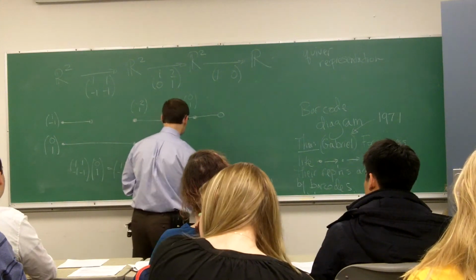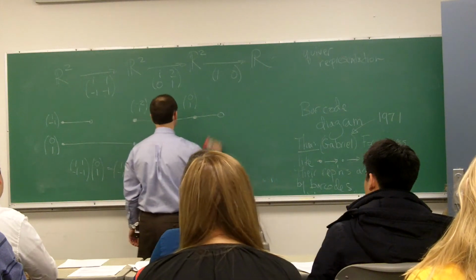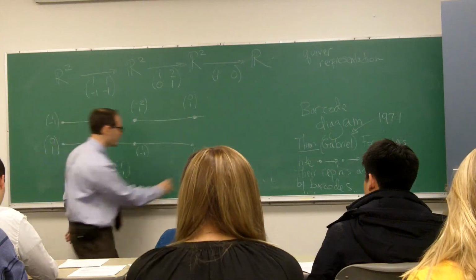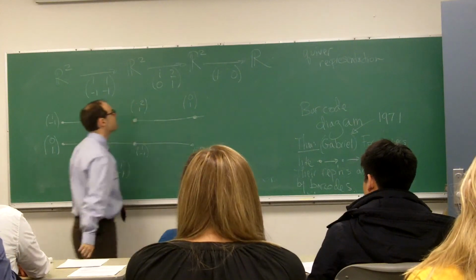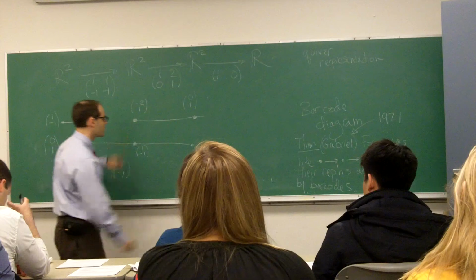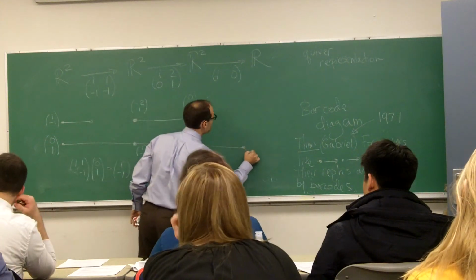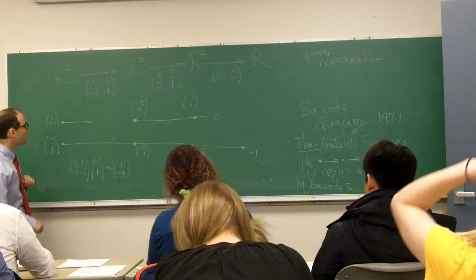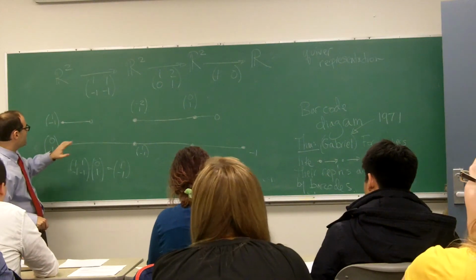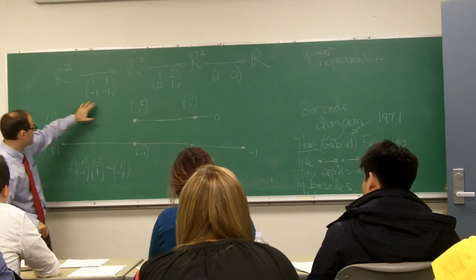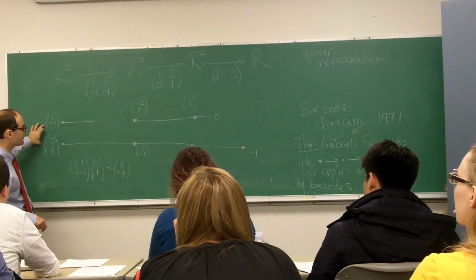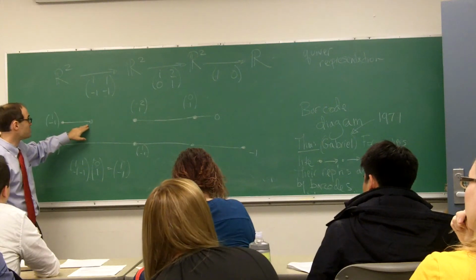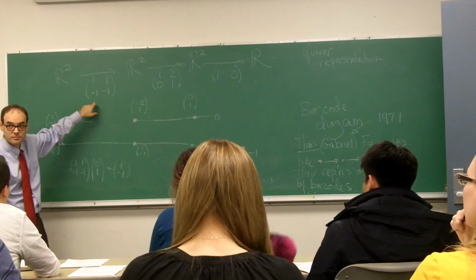Actually, let me use this diagram here, up to the part that I've shown. Okay. So let's just focus in on this part of the barcode, right here. What happened when I mapped through this matrix, this basis? Well, one of the basis elements went away completely. It was in the null space of this matrix.